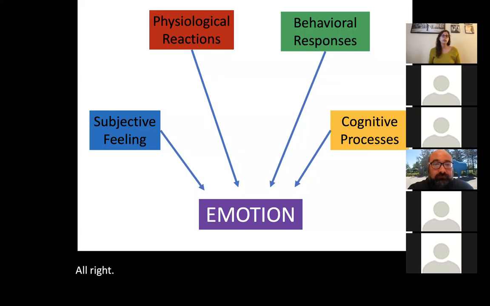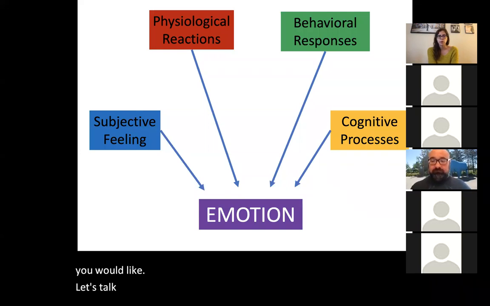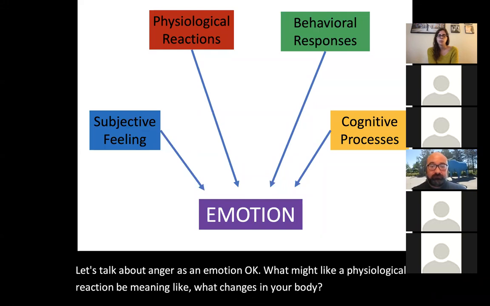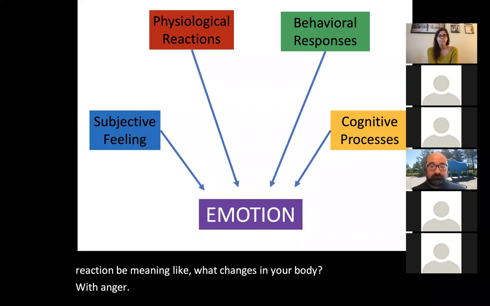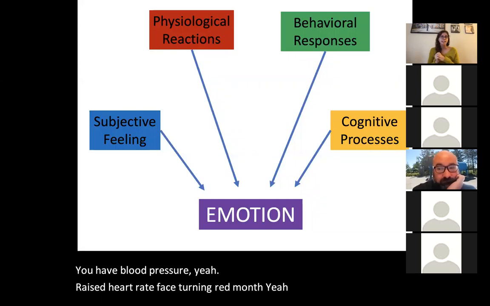So let's try to think of an example here, and you can try to type it out if you would like. Let's talk about anger as an emotion. So what might a physiological reaction be? Meaning, what changes in your body with anger? Yeah, blood pressure. Raised heart rate, face turning red, getting your muscles tense, wrinkled eyebrows. That's great.